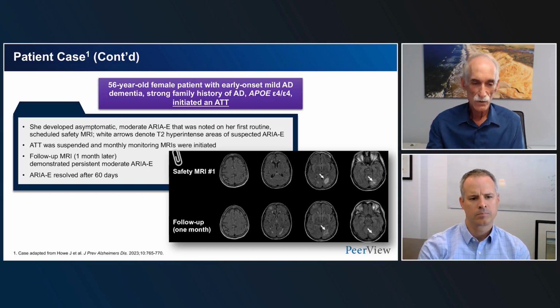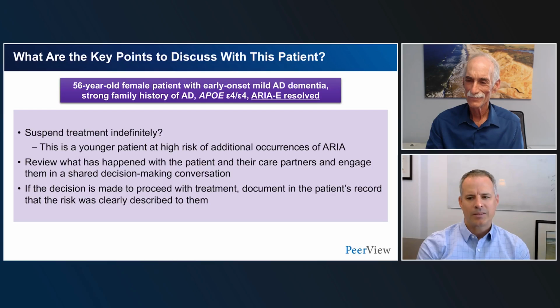So then the question is, what do you do next? So now you have this E4 homozygote, younger onset, and she's had a moderate case of ARIA-E, which she did well with, asymptomatic, and that has resolved. There's no other hemorrhagic change. How would you approach this case now? Yeah, this is a very tough case.